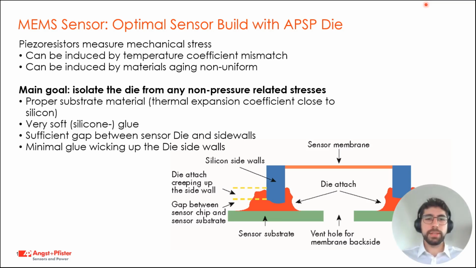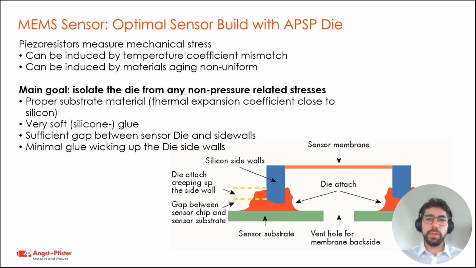To maximize the positive effect, the glue needs to have a sufficient thickness to ensure the die is far enough removed from the substrate. At the same time, the glue is not allowed to wick up the die walls, otherwise the decoupling effect is negated again.